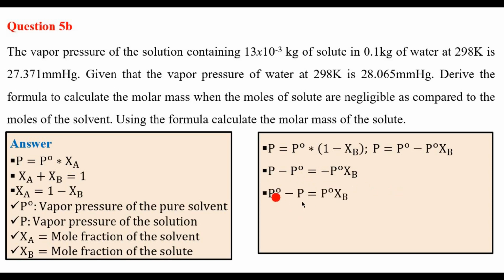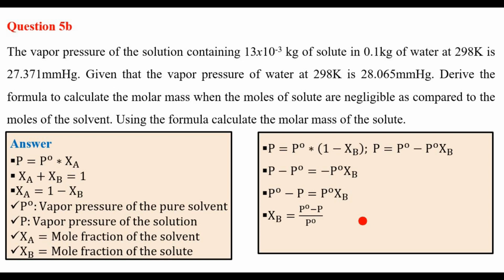P0 minus P is equal to this one. So we multiply negative here and negative here on both sides. That means you can find the XB, which is the molar fraction of the solid, as equal to P0 minus P over P0. That means the molar fraction of the solid is equal to the pressure of the pure solvent minus the vapor pressure of the solution, dividing with the vapor pressure of the pure solvent.